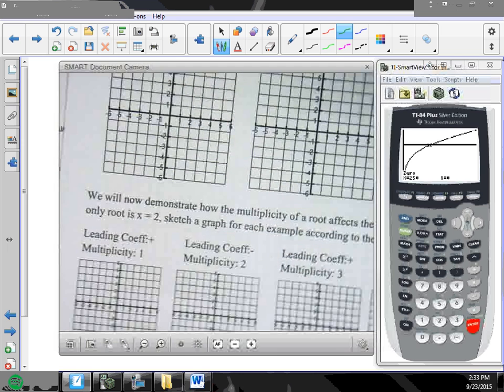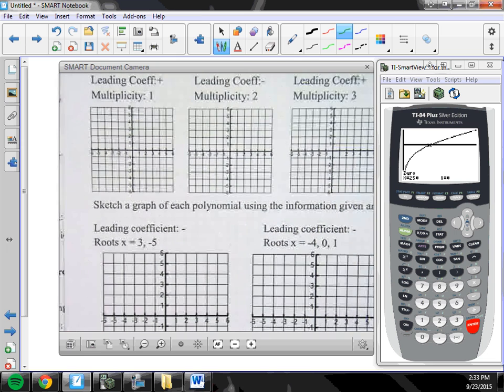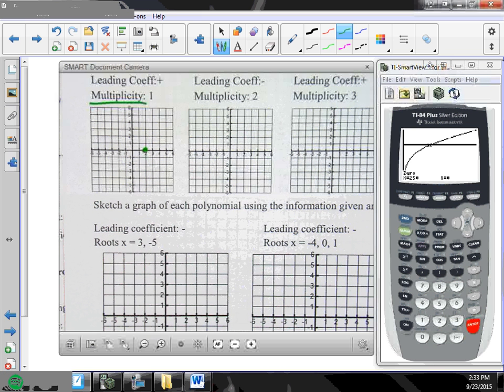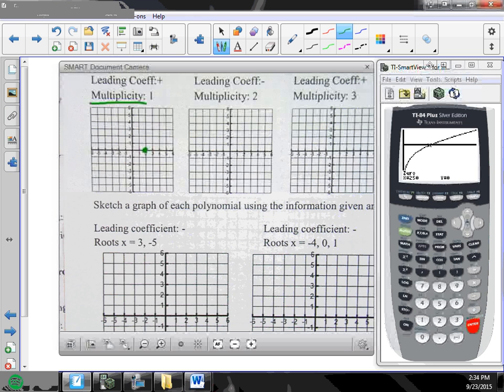So for each one of these, the only root is 2. And the word multiplicity means how many times that root happens. So multiplicity of 1 would be a polynomial that hits that root once. And the leading coefficient is positive, so what would that graph look like? It's a slanted line in which direction? Up. And any time a root happens once, you just go straight through the root.